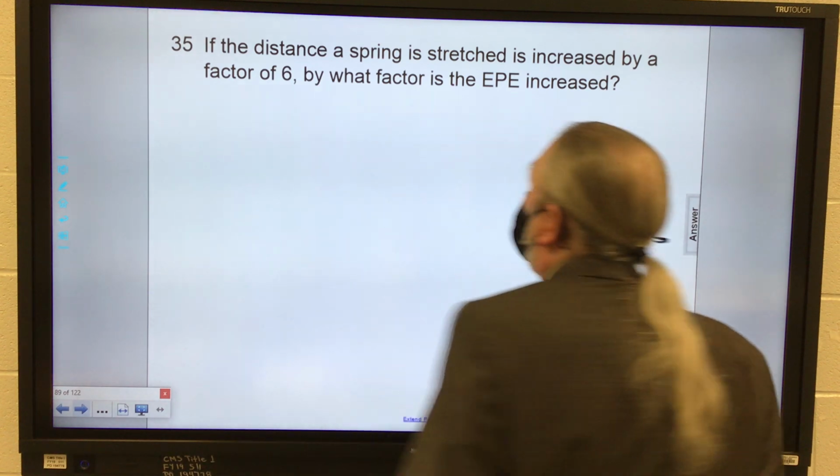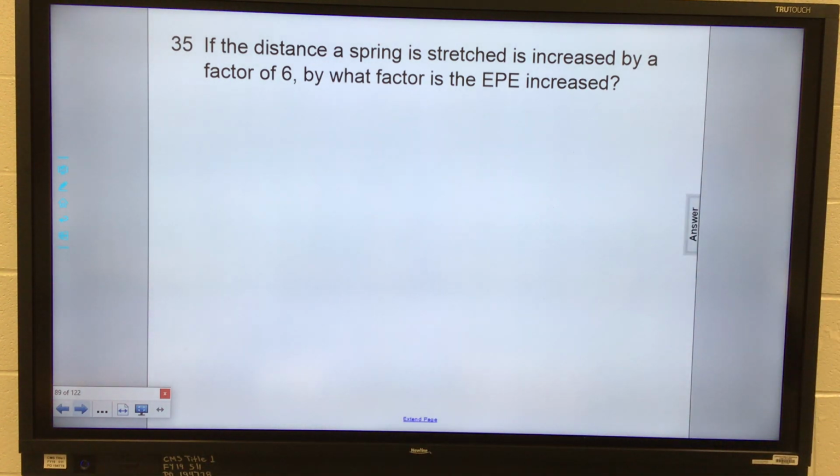Okay, so if the distance the spring is stretched is increased by a factor of 6, now these are proportional, so they should be the same what? By what factor is the EPE increased? Is it 6 or some other number? Mark your answer.